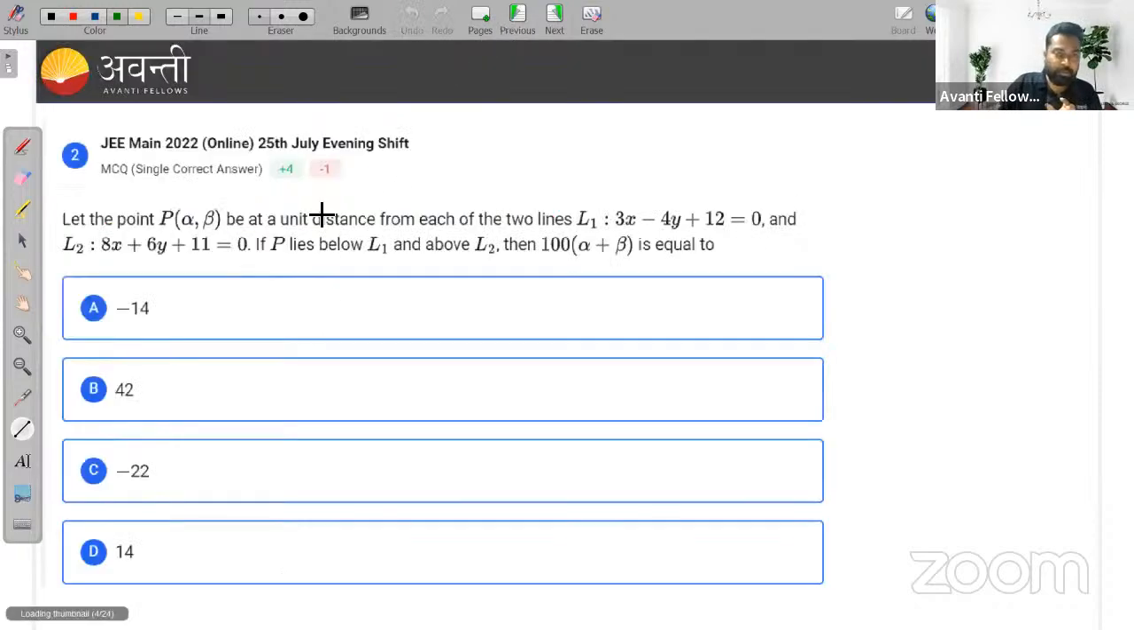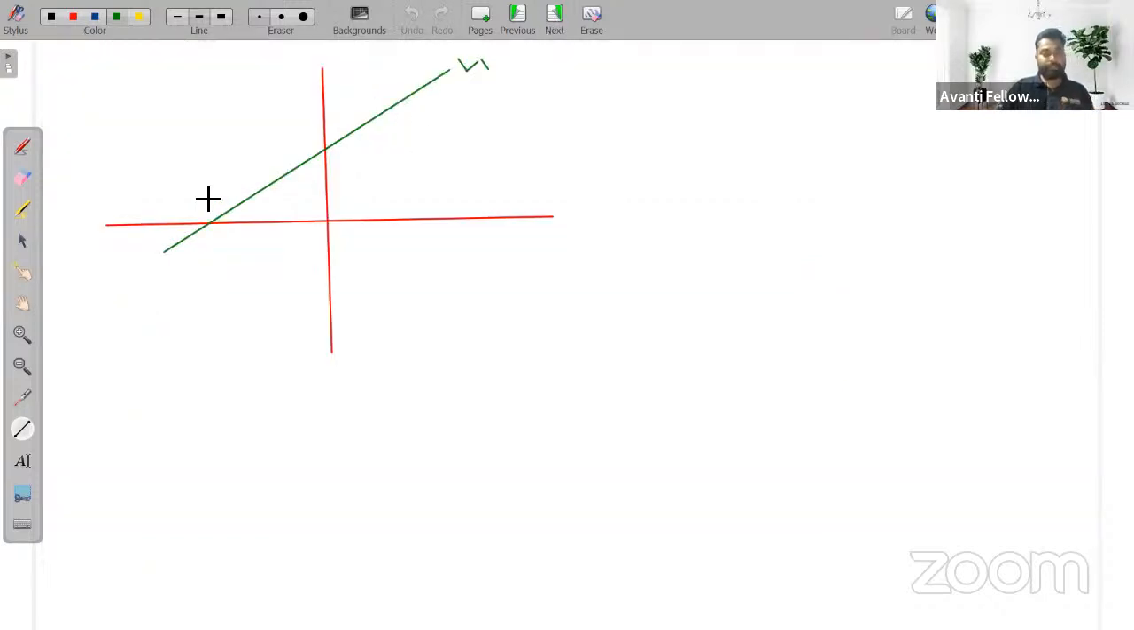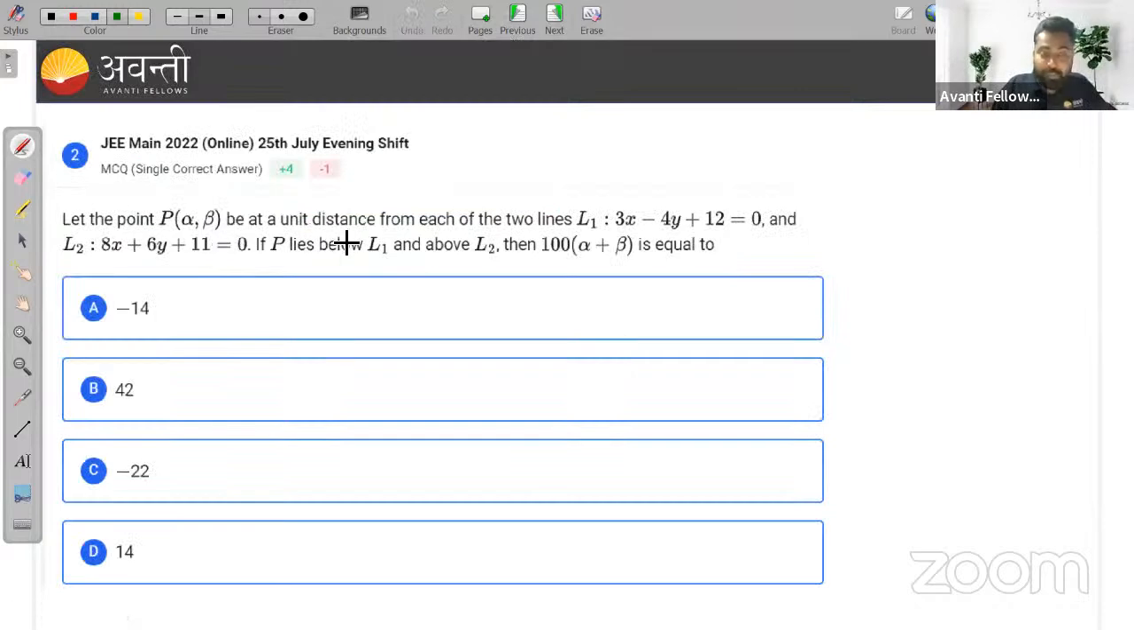About L2, the equation of L2, if I put y is equal to 0, then x will be minus 11 upon 8, something like that. The equation will be like this. Suppose this is my L2. And he's also saying P is the point which is at unit distance from L1 and L2.